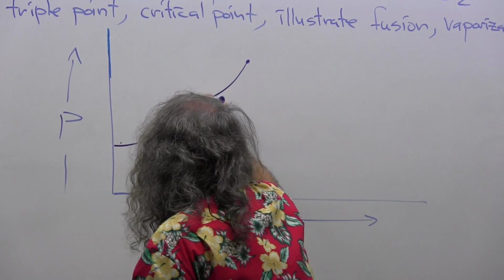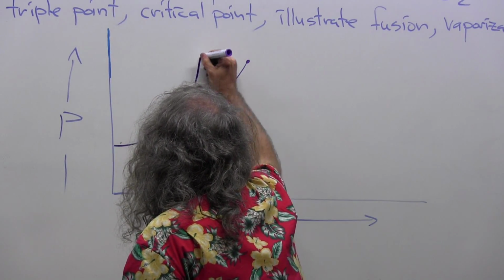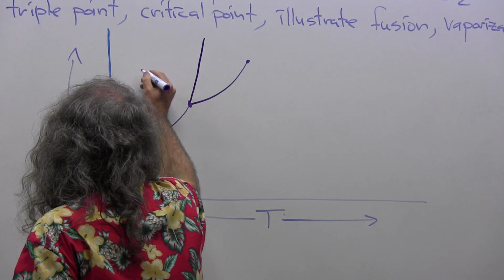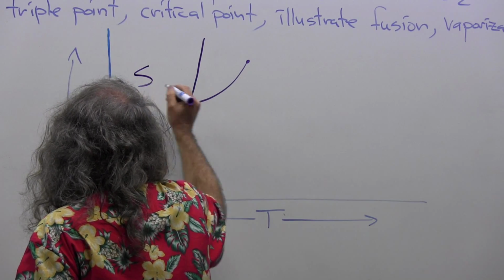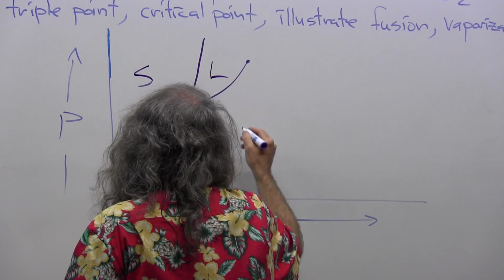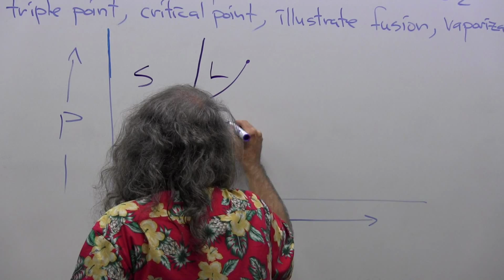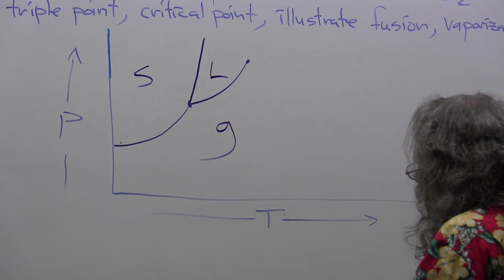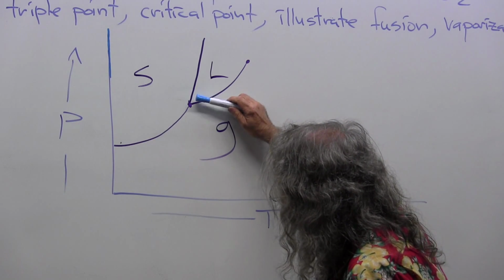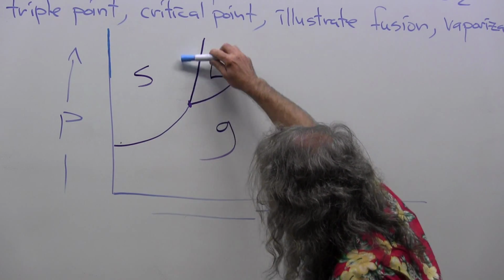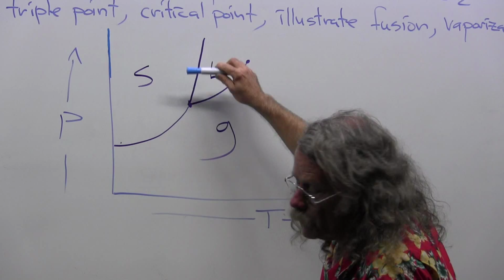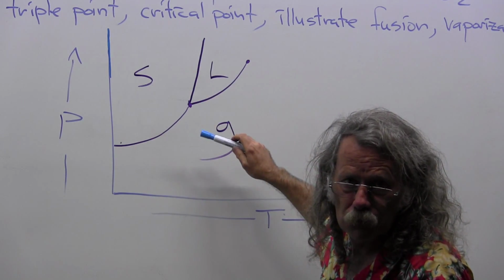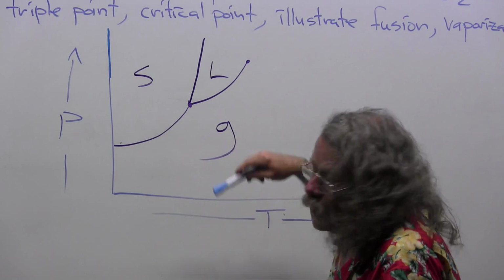With carbon dioxide, it has a positive slope for the region between, this is the solid, this is the liquid, this is the gas. And so, if it was water, it would have a negative slope. It would be going up that way. That's why you can ice skate. That's why glaciers move.